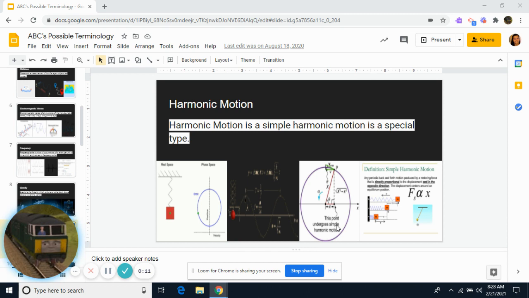We're gonna start over with the ABCs of possible terminology for the second semester. I'm gonna keep going through it. I'm not sure how well I'm gonna make it, so hopefully I'll make it around to the X-ray.